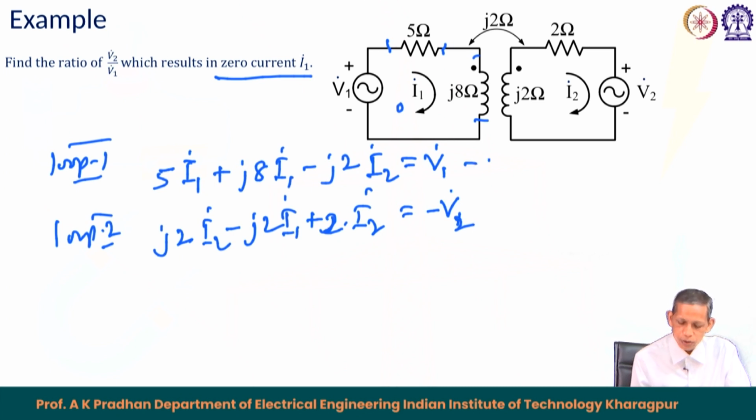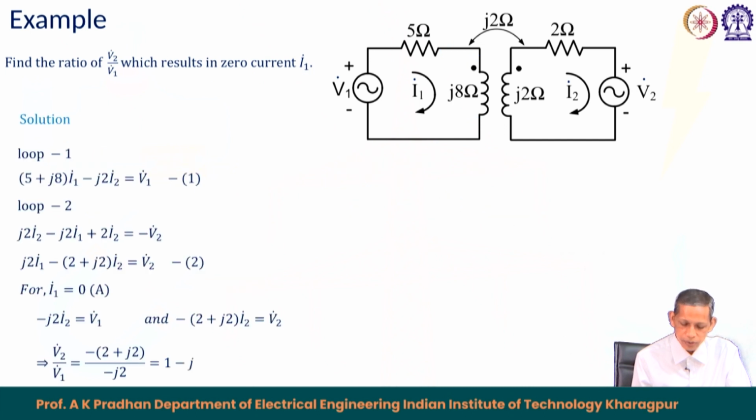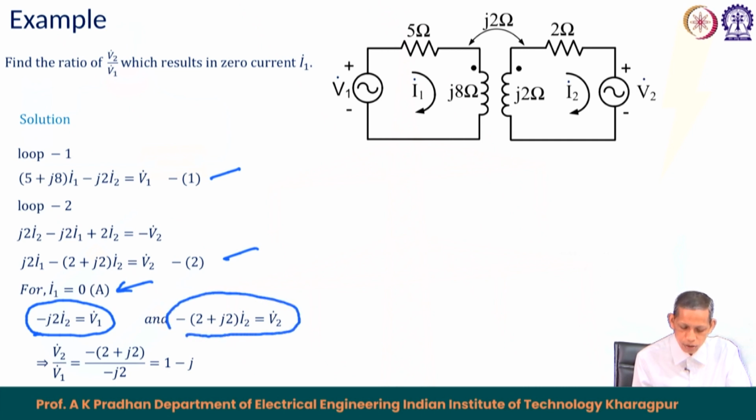So, these are the two relations. We got equation 1 and equation 2, and in this case we can substitute I1 equal to 0 and get the simplified equations from there. Substituting I1 equal to 0, in the first equation we get minus j2 I2 equals V1, and in the second equation we get minus 2 plus j2 times I2 equals V2.